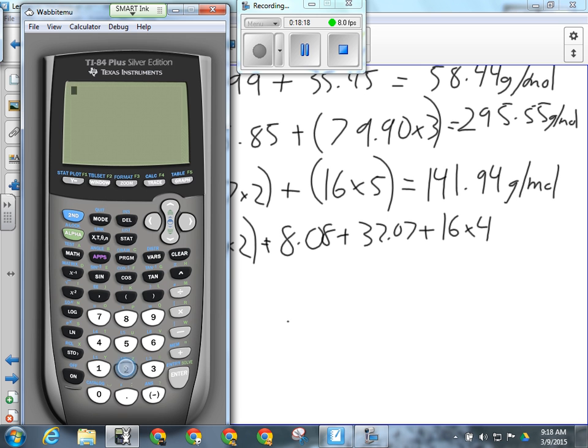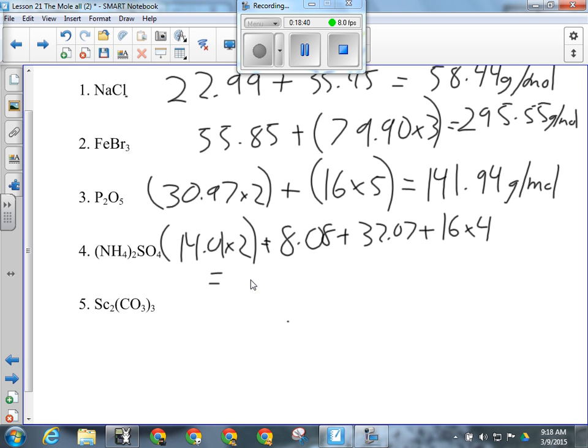Okay, so we got 28.02. Okay, that's our nitrogens plus 8.08. Okay, there's our hydrogens, our sulfur, and our oxygens. All right, so 132.17 for ammonium sulfate.